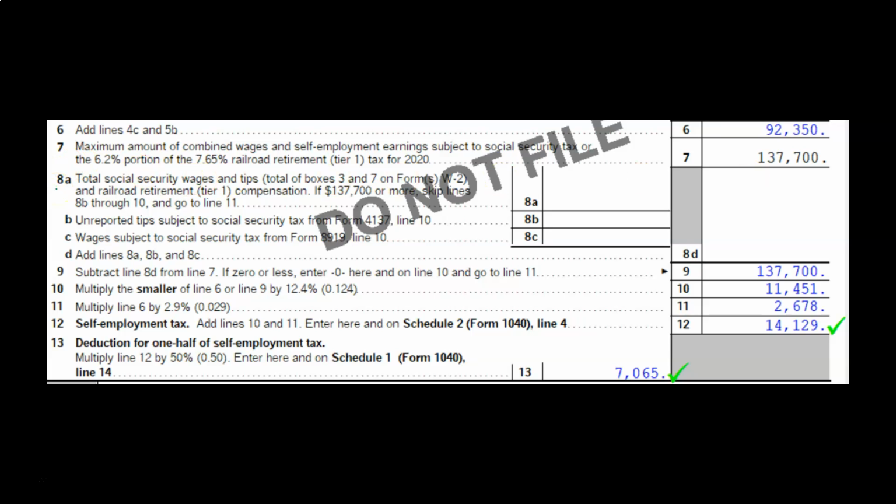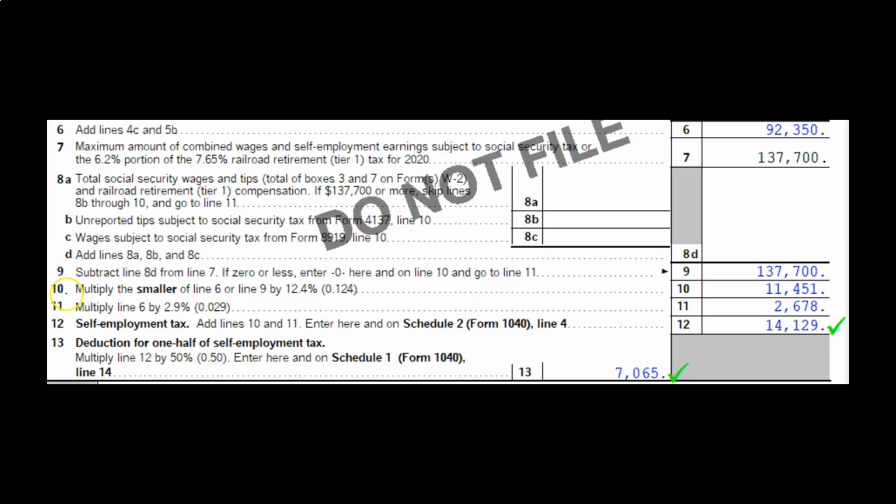And then 8A, the total Social Security wages and tips and railroad retirement compensation. If 137.7 or more, skip lines 8B through 10. Unreported tips, wages subject to Social Security tax, and then we're adding those items up. Line 9, subtract line 8D from line 7. If 0 or less, enter 0 here and on line 10, and then go to line 11.